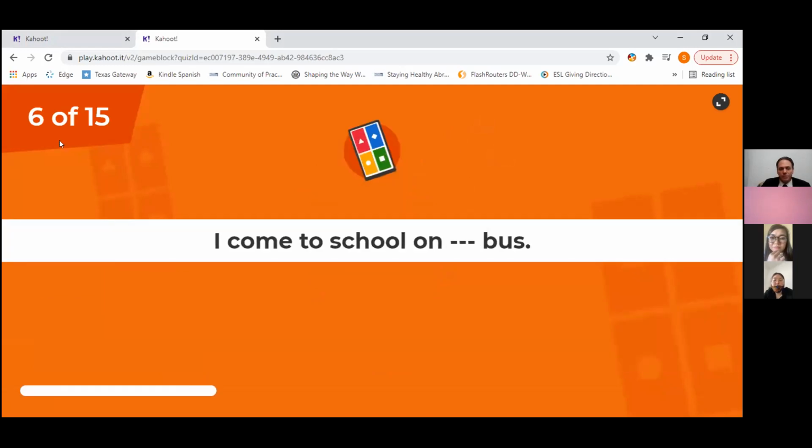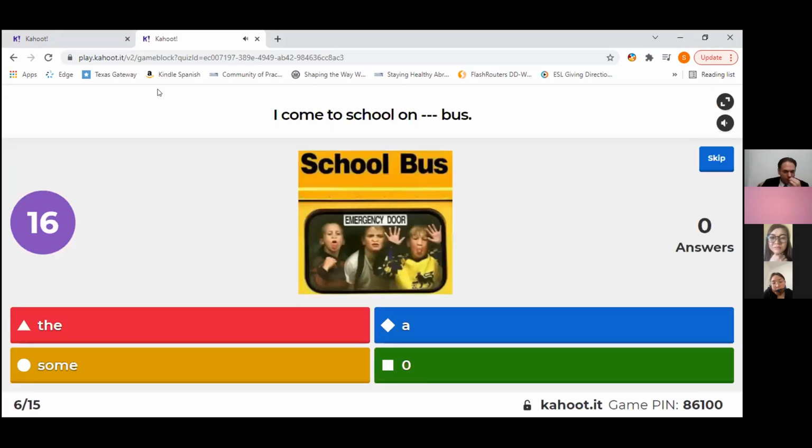I come to school on blank bus. This is the one that I've had more people get a little confused about. Take a minute to think about it. I come to school on blank bus. On the bus.